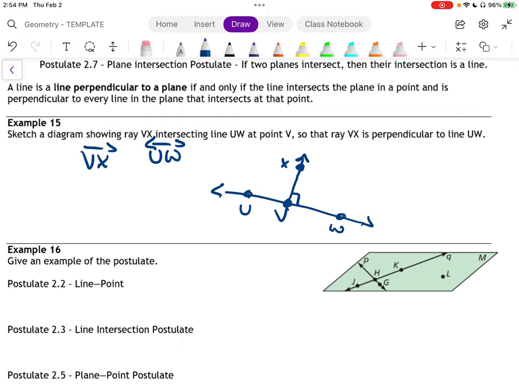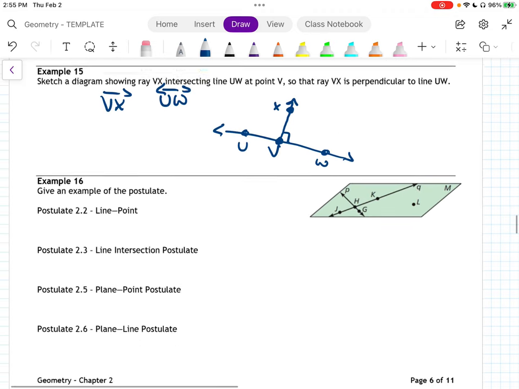Okay. I know my drawing isn't perfect. If you wanted to, you could get a ruler and make it look a whole lot nicer, nice straight lines. But that's all that I really need. All right, let us scroll down.